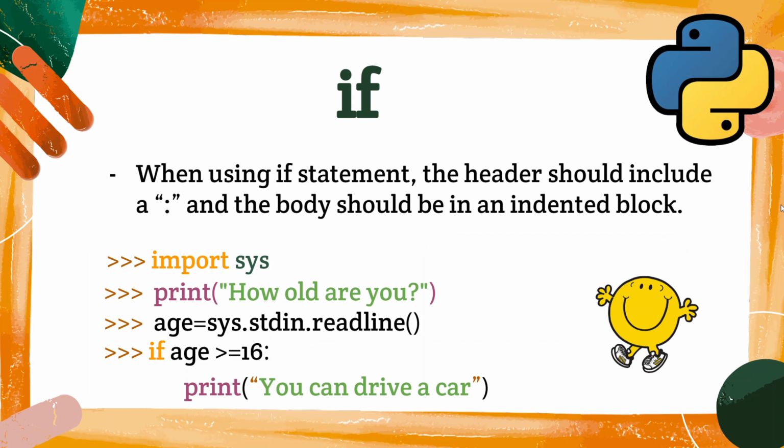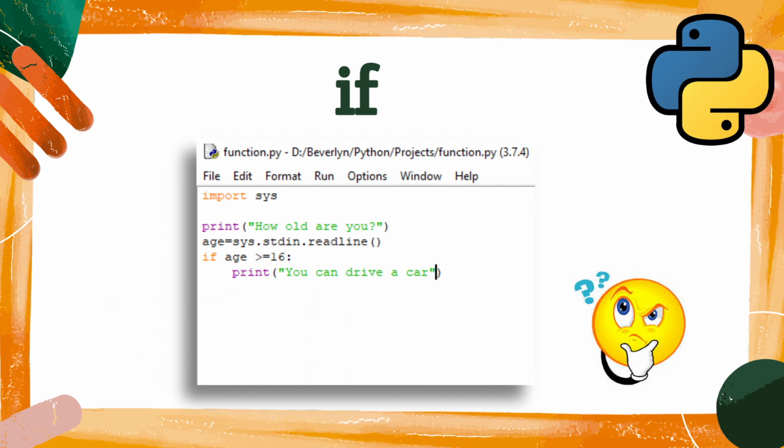When you use if statement, the header should include a colon, and the body should be in an indented block. In this example, I purposefully used import sys module to review how to read in user's input and take that input as the if condition to do a certain thing. Let's take a look at the third line in black text. After the user inputs the age, it stores it to age variable.